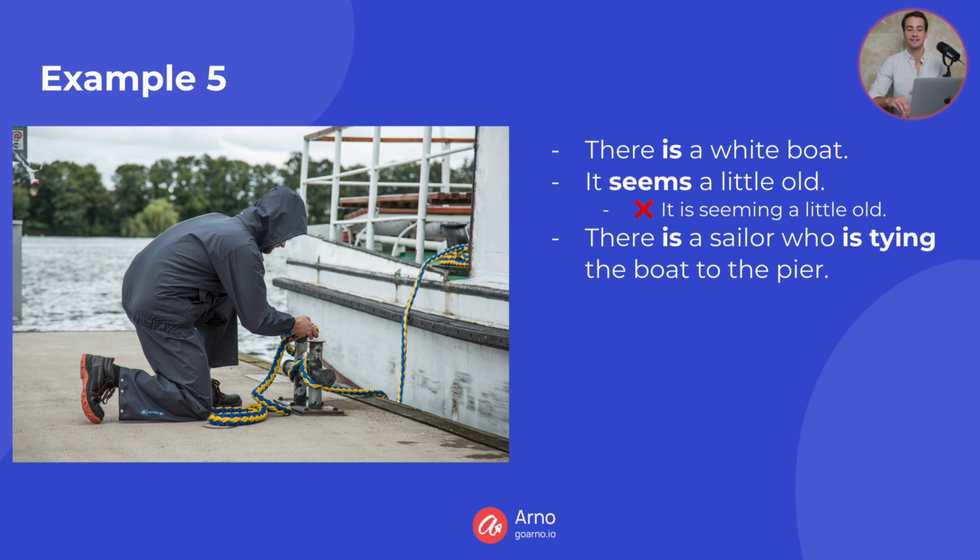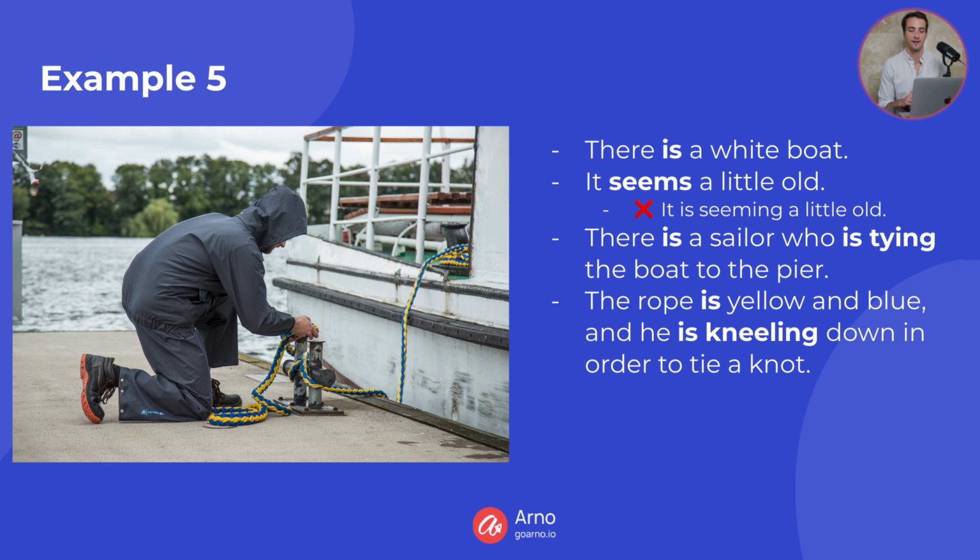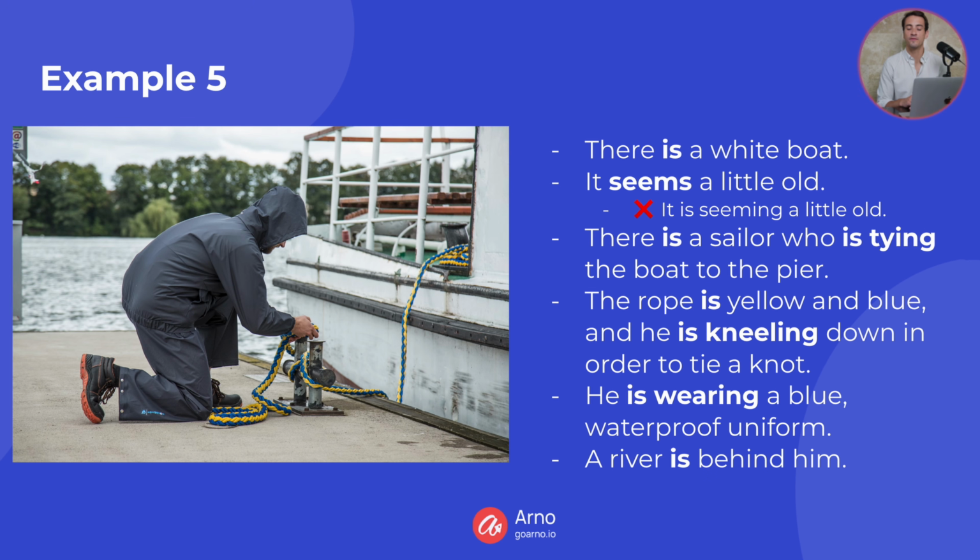There is a sailor who is tying the boat to the pier. So it's very natural to use the present simple and the present continuous in the same sentence to describe different yet related aspects. The rope is yellow and blue, and he is kneeling down in order to tie a knot. He is wearing a blue waterproof uniform. A river is behind him.